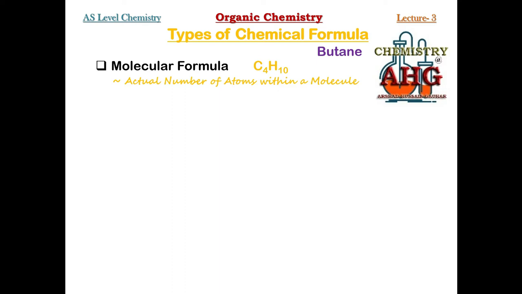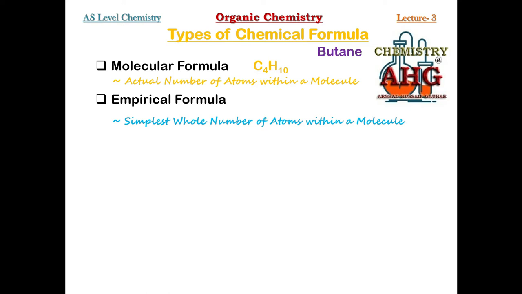Now based on molecular formula, another formula that can be derived from the molecular formula is known as empirical formula or simplest formula. What is empirical or simplest formula? If you simplify the number of atoms of each element in a molecule, that simplest whole number ratio of atoms of different elements within a molecule is known as empirical formula.